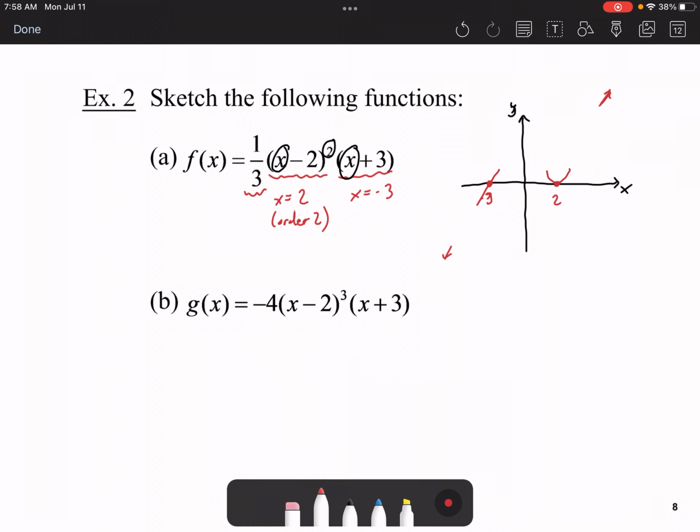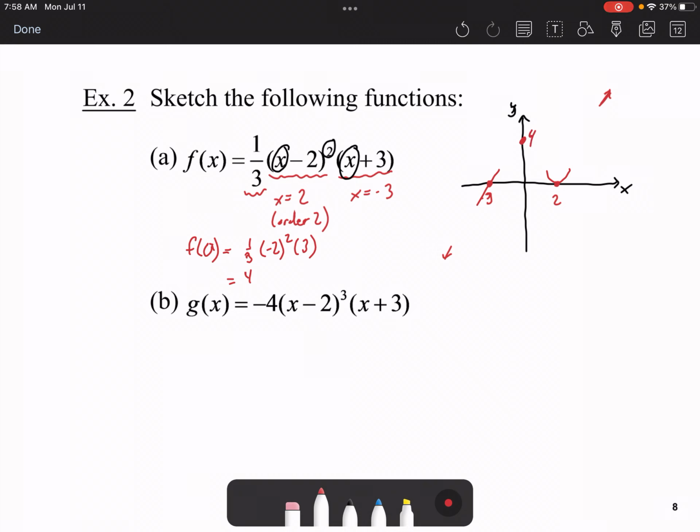Now, some other pieces of information you can figure out is you can also figure out f at 0. So you can substitute 0 in and see what you get. So if I get 1/3 times negative 2 squared times 3. Okay, so that's just going to give me the value of 4. So I now also know my y-intercept is at the value of 4.